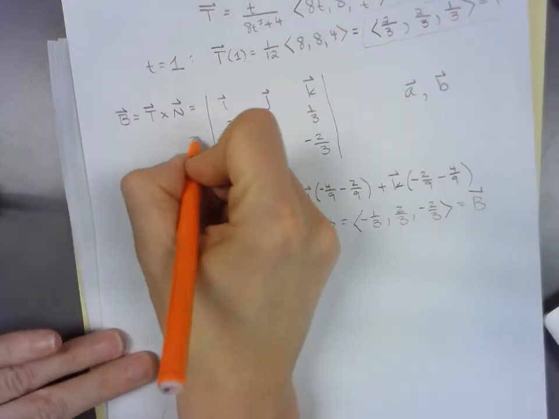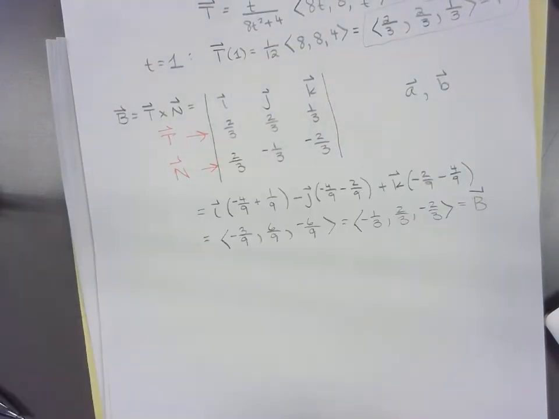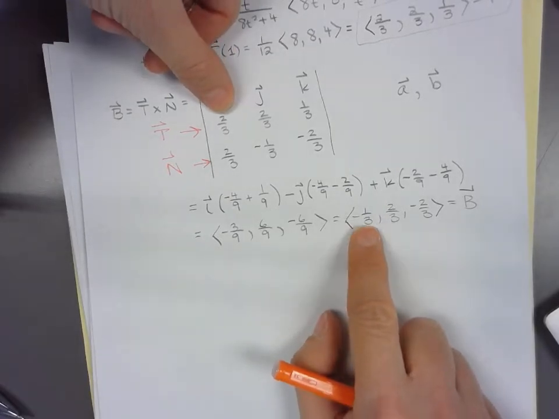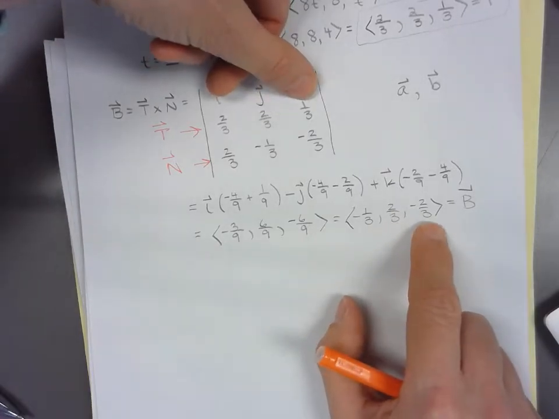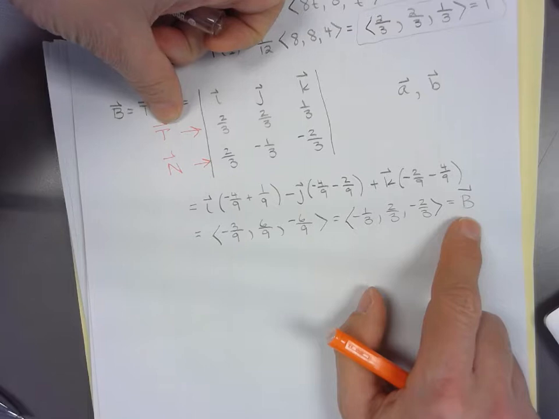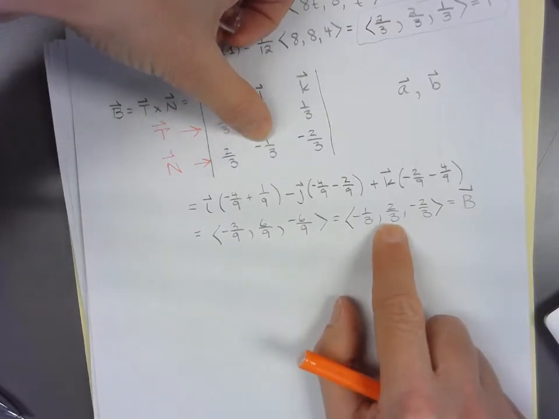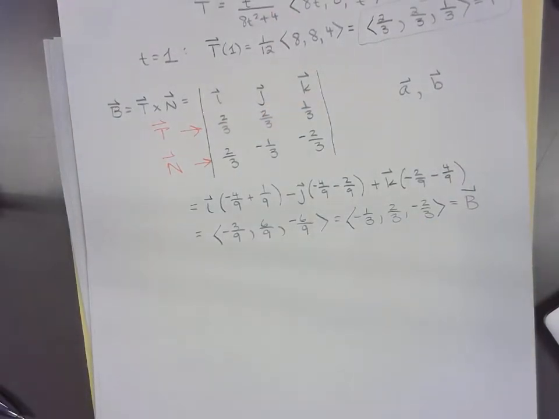Remember, this row is our T. This row is our N. I can make sure that B is perpendicular to both of them. So just check the dot product. First times first, negative 2/9. Second times second, positive 4/9. Third times third, negative 2/9. Yep. So B is perpendicular to T. Check N. Negative 2/9, negative 2/9 plus 4/9. Yep. So it's perpendicular to both of them. So that's the process you follow if I asked you to find T, N, and B.